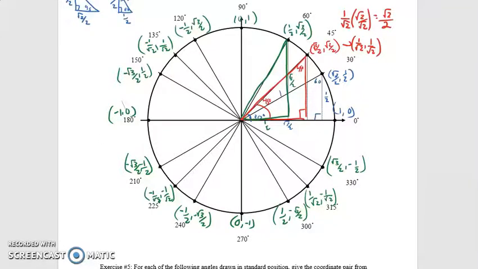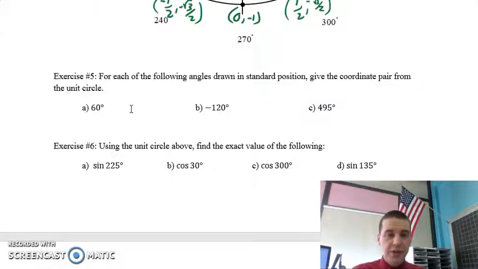So let's look at exercise 5. It says find the coordinate pair. 60 degrees should be straightforward. You look at the unit circle, you're going to get 1/2, square root of 3 over 2. Negative 120 is not as obvious.